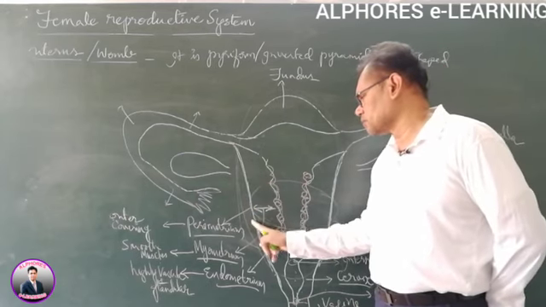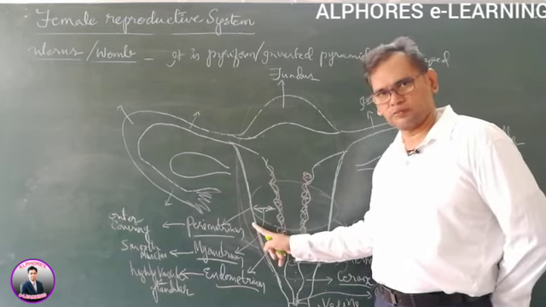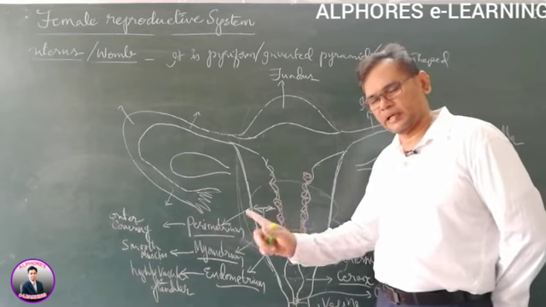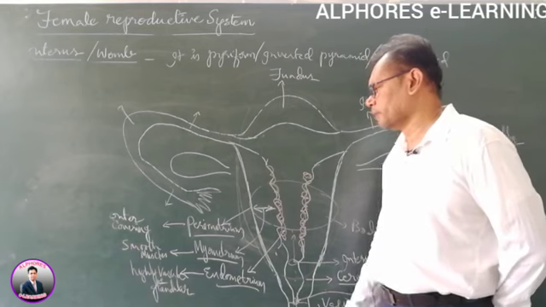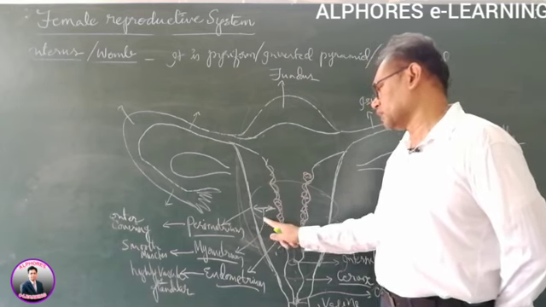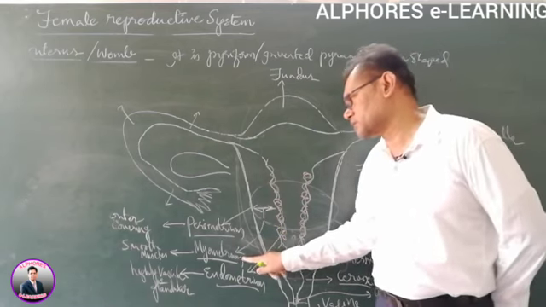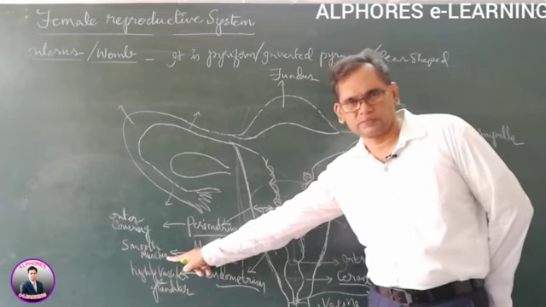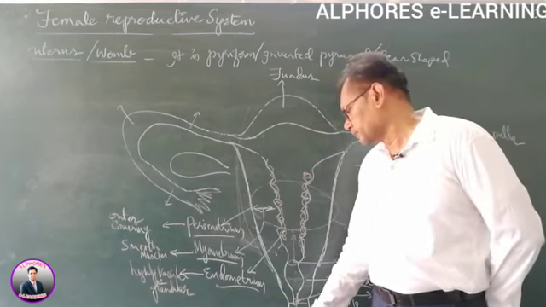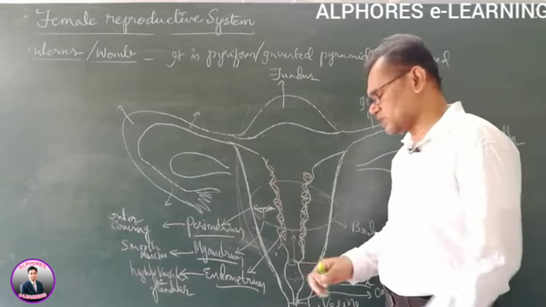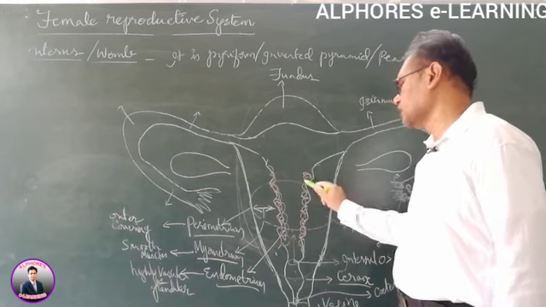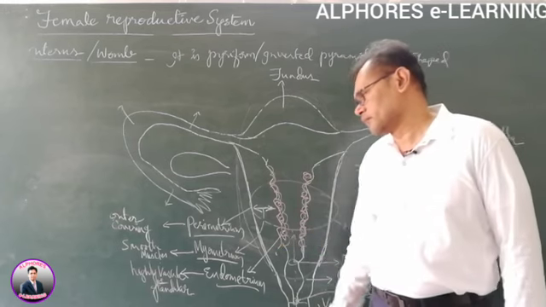The outermost covering of loose connective tissue, very thin, is called the perimetrium, covering the entire uterus. Then the thick middle part is called the myometrium, which is made up of smooth muscle, useful for contraction. Then the inner layer, which is highly vascular and glandular, is called the endometrium.